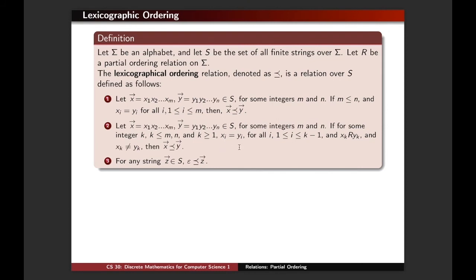If both strings have the same symbols in their first k-1 positions, but then differ on the kth position, and the kth symbol in string X comes before the kth symbol in string Y, as expressed by this expression, Xk relates to Yk in the partial order relation R, then we will say that string X is less than or equal to string Y.